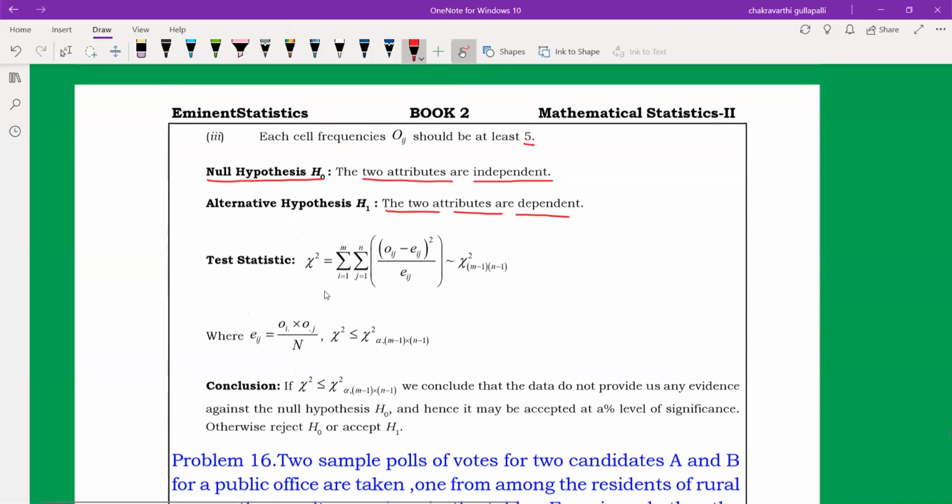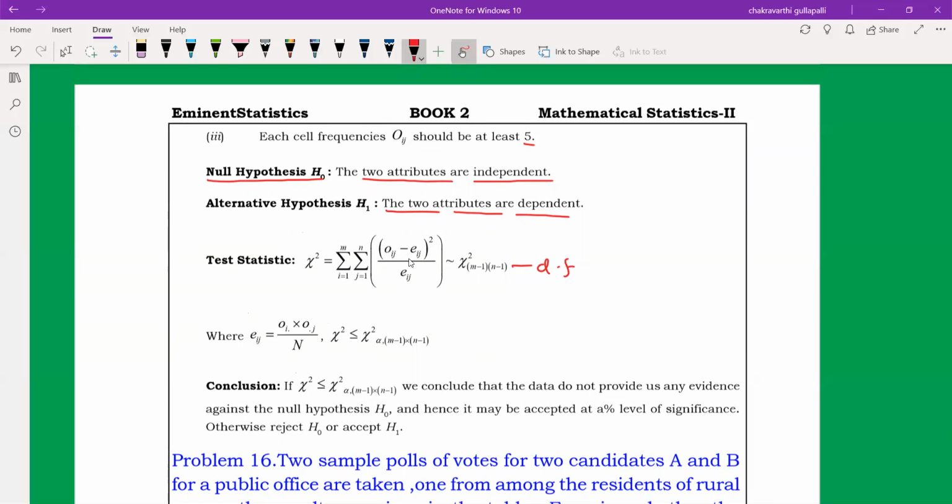Now use the suitable formula. Chi-square is equal to double summation, i equal to 1 to M, j equal to 1 to N, (Oij minus Eij) whole square by Eij. Eij is called the expected frequencies. This follows chi-square with (M minus 1)(N minus 1). Number of rows minus 1 times number of columns minus 1 gives the degrees of freedom. This is called degrees of freedom.